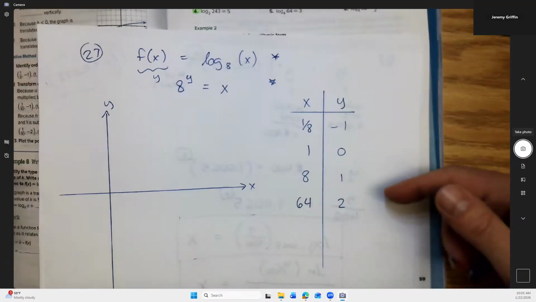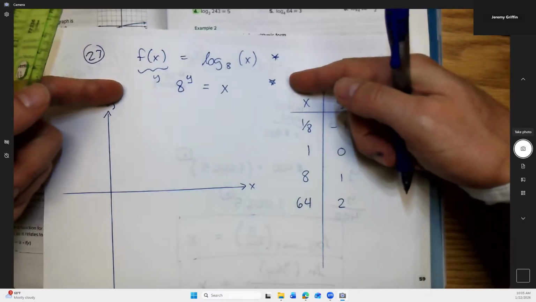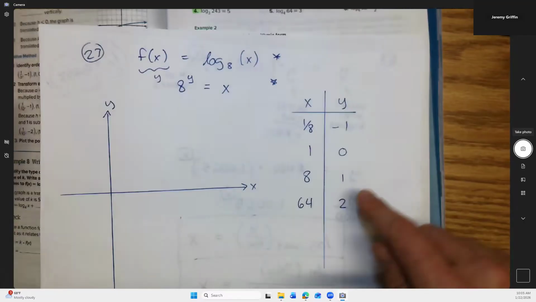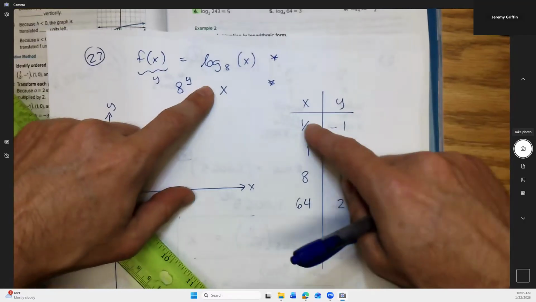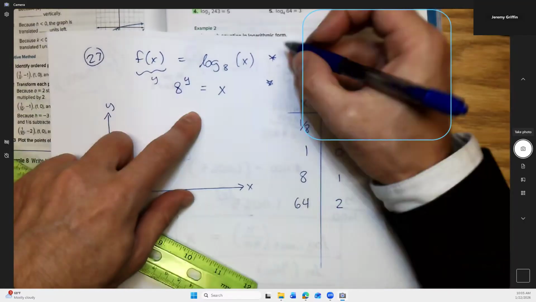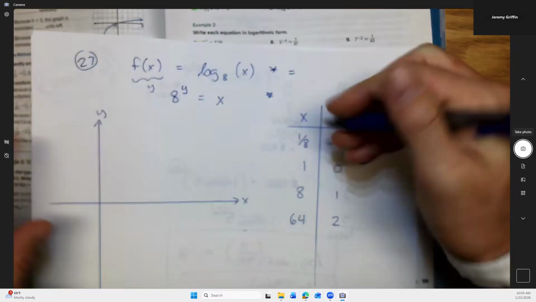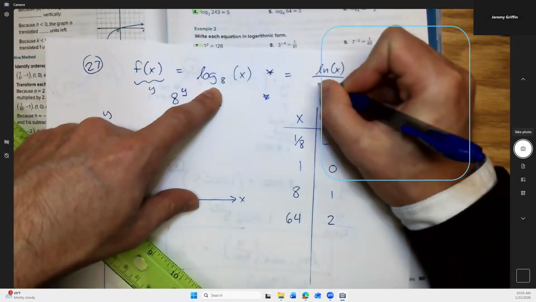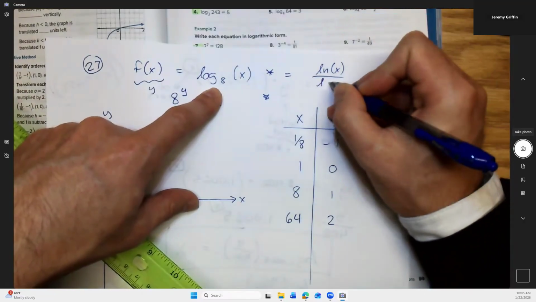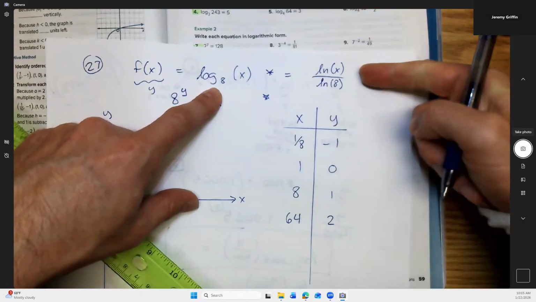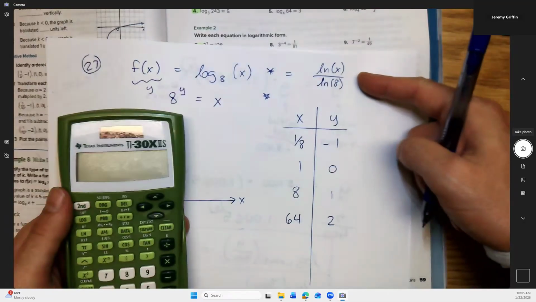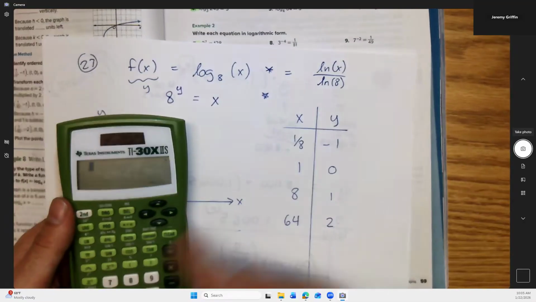Now, you could have gone the other way. Like, if you never crafted the exponential equation, what if you left it in log form? Okay. Guys, let's try this. Log base 8 of each of these x values should produce this y value. Okay. And if you push it through that base conversion, can I do this? Can I do natural log of x divided by natural log of 8? Okay. That should be the exact same thing. So let's try this. So you guys got your calculators? Okay. So let's punch in this right here.